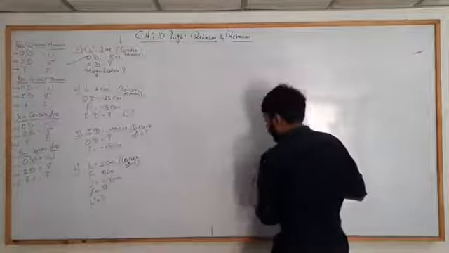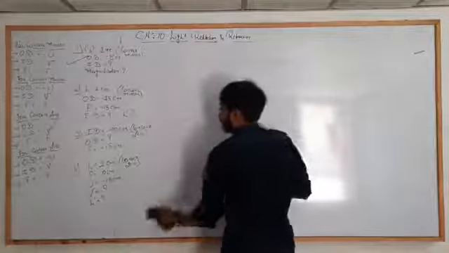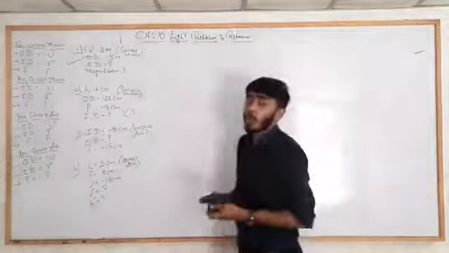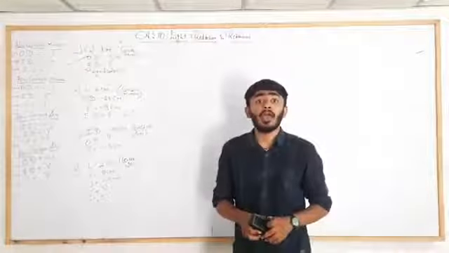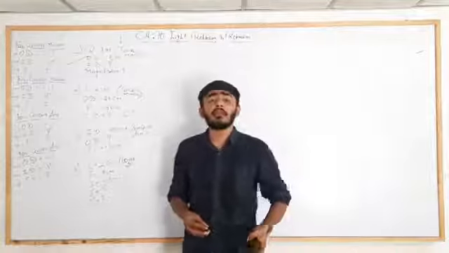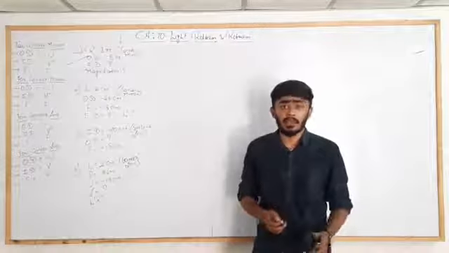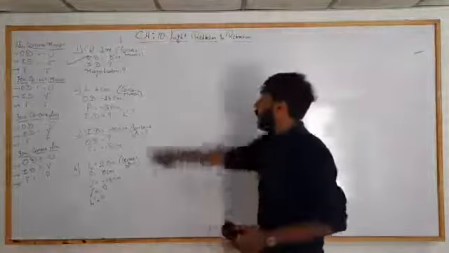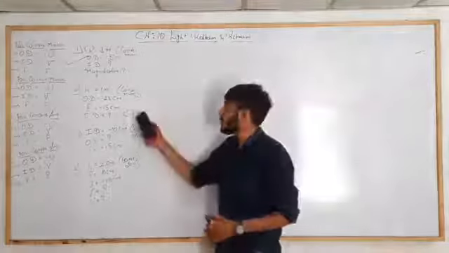So let us move on to the next topic, and that is the concave mirror. As I told you earlier, for the concave mirror everything should be in the form of negative. That is, the object distance should be negative, the image distance should be negative, as well as the focal length should be negative. Okay. So over here, this is example number 10.2 of your textbook.